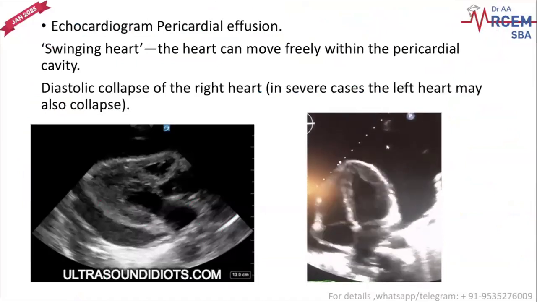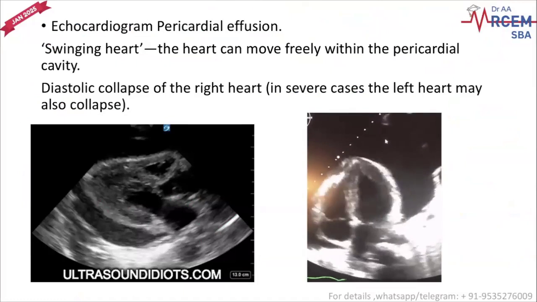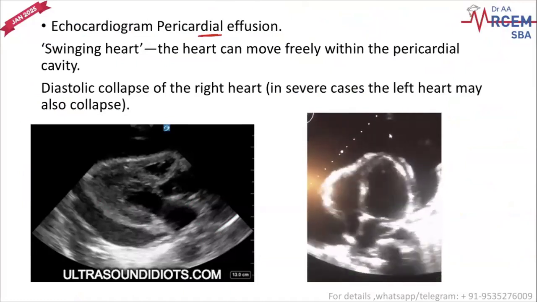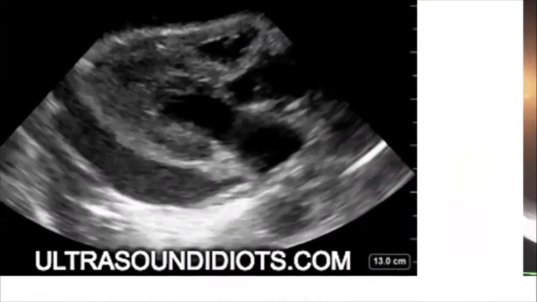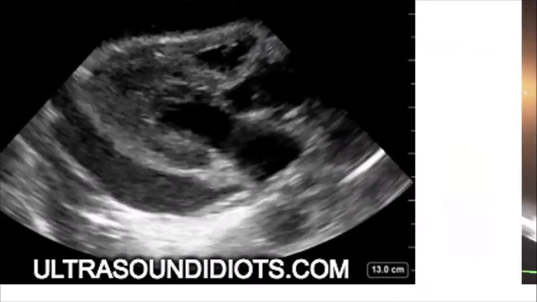What are the echo findings, what you will be seeing? Echo findings, obviously free fluid around the heart. How do we pick it up? This is the echo image. This is the heart. Around the heart, what you are seeing is the black color. So this black color is the free fluid. Because blood is fluid, it is picked up as black in color. So it will appear black on the image.